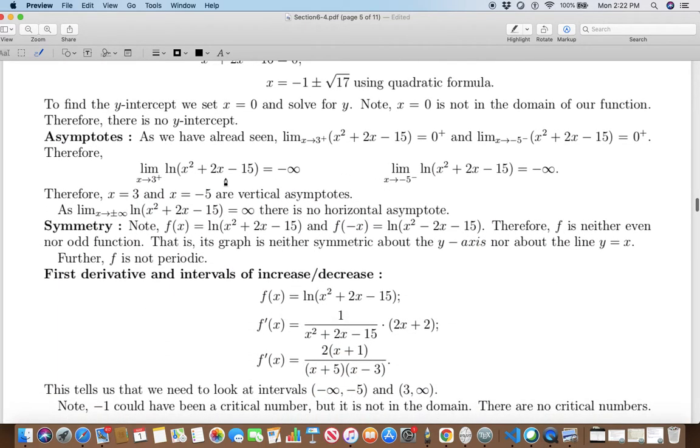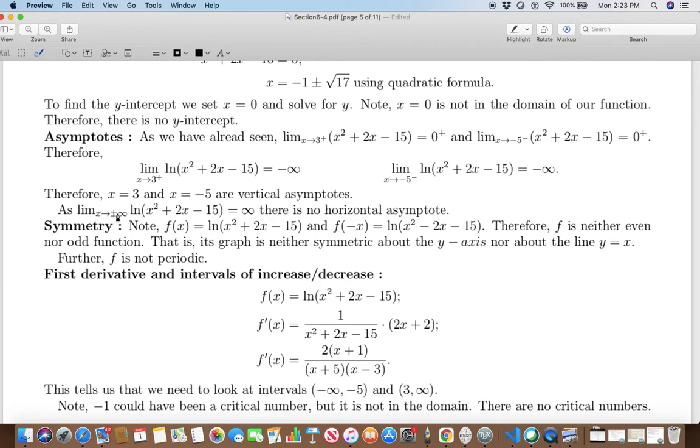So we have x approaching 3 from the right, natural log of my polynomial is negative infinity. Limit as x approaches negative 5 from the left, natural log of my polynomial is negative infinity. Therefore, x equals 3 and x equals negative 5 are vertical asymptotes, because I'm hitting an infinity, positive or negative, in this case both negative.